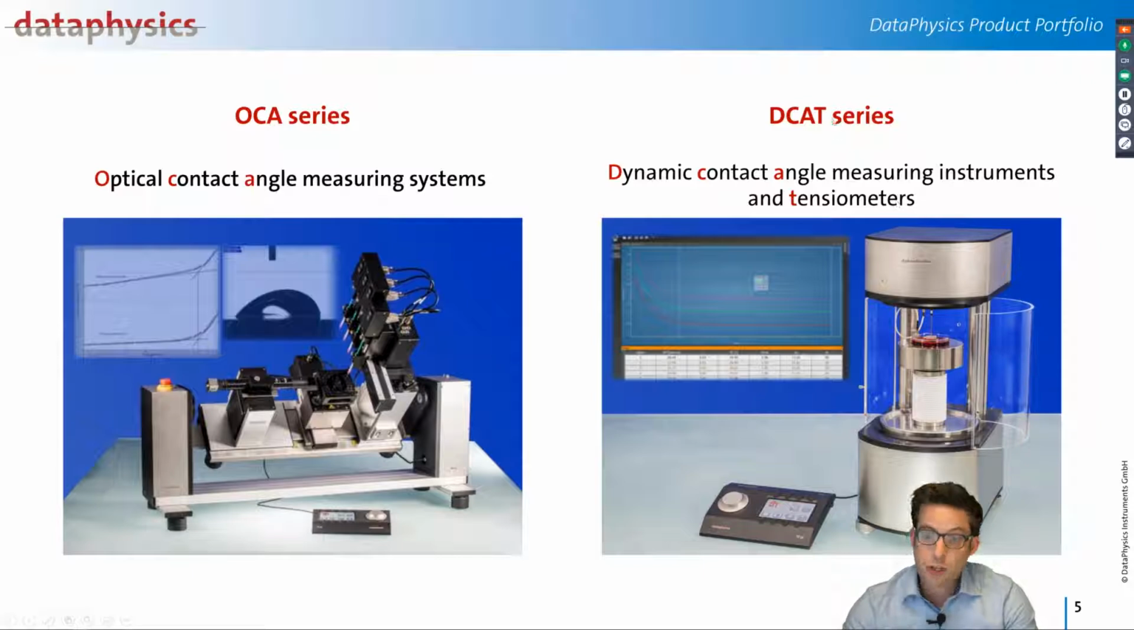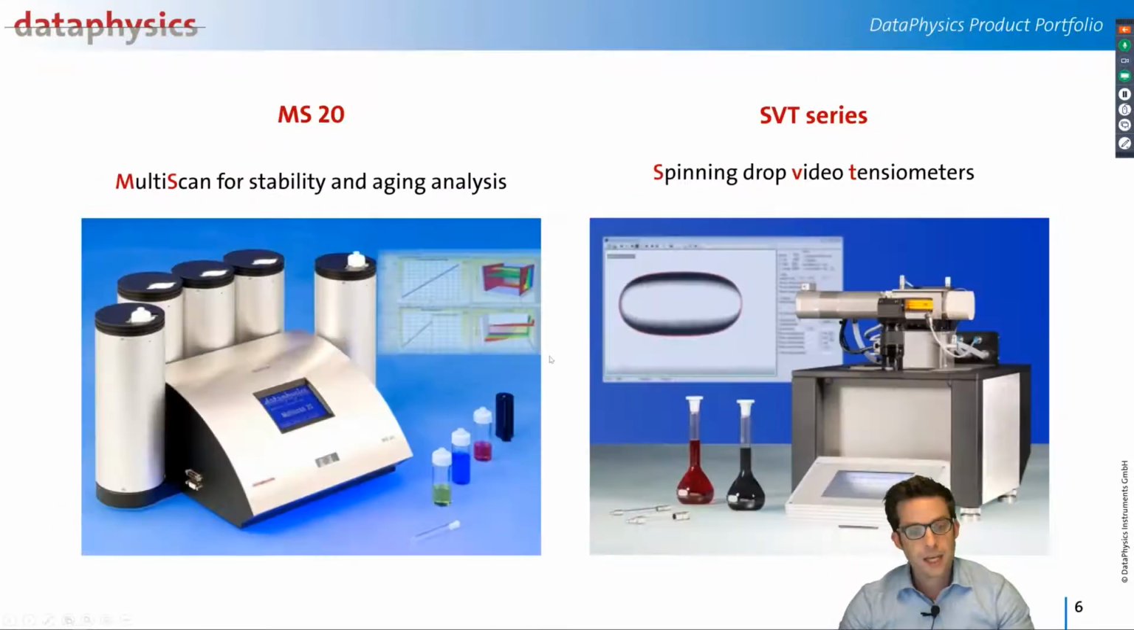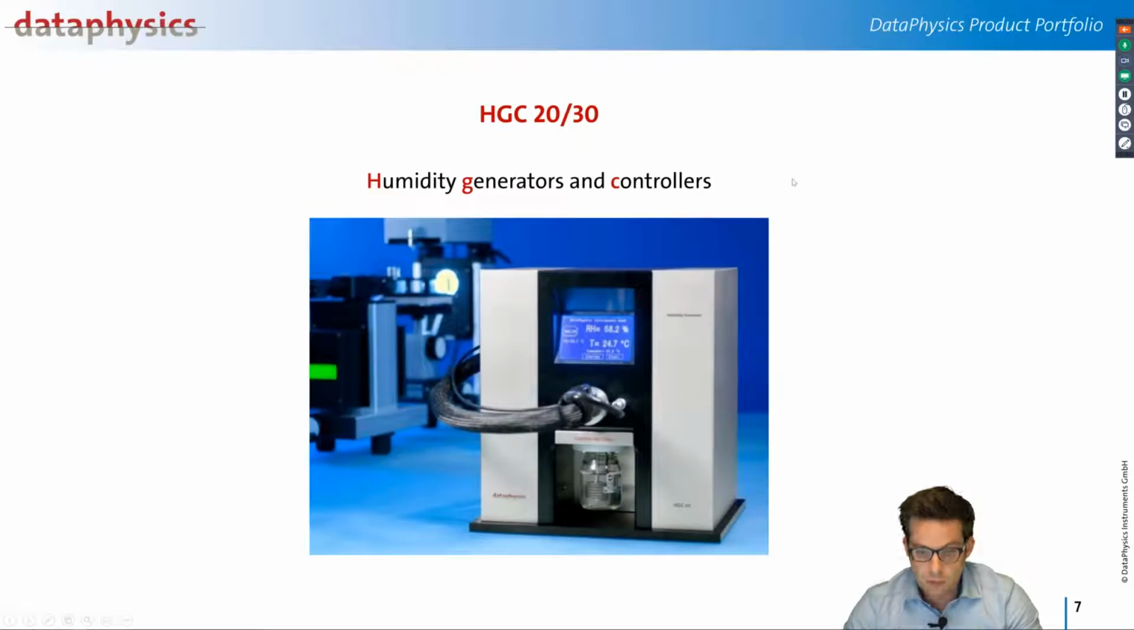We also manufacture force tensiometers like the DCAT that you see here on the other side. And with this instrument, you can determine surface tension, critical micelle concentration, or adhesive forces. So left side is an optical method to study interfaces and surfaces. Right side is a force-based method. In addition, we also have stability analysis systems or spinning drop tensiometers to measure very low interface tensions. And we have humidifiers to control the humidity very precisely in a sample chamber.